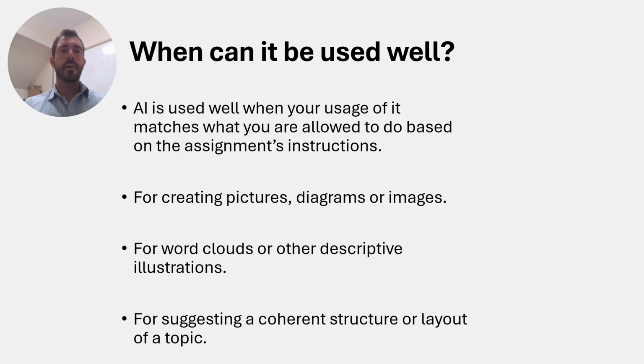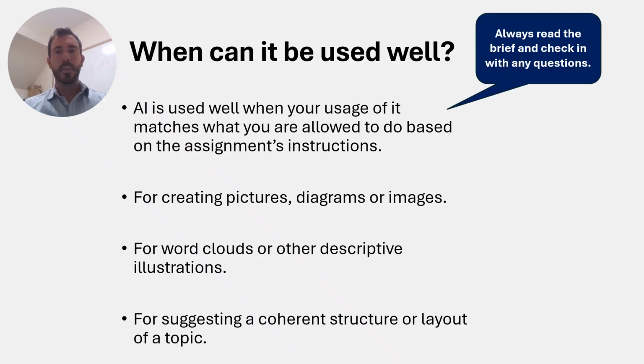Let's wrap this up then by thinking about when AI can be really well used for your MSc level work. First up, AI is used well when your usage of it matches all of the instructions in the assignment brief. What can you do? What can't you do? I feel like I've repeated that a fair bit now, so hopefully it's all clear that you must follow instructions before you start. Always read the brief, always check in with your teaching staff if you have any questions, and clarify if you're unsure of what AI assistance is allowed, if at all, in that assignment.